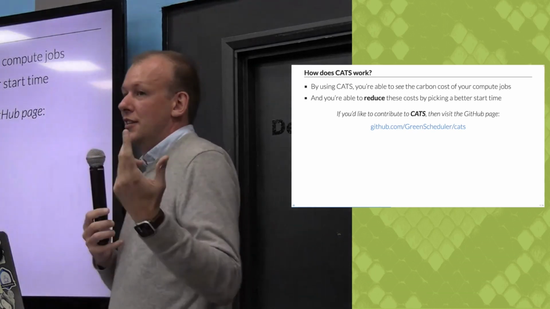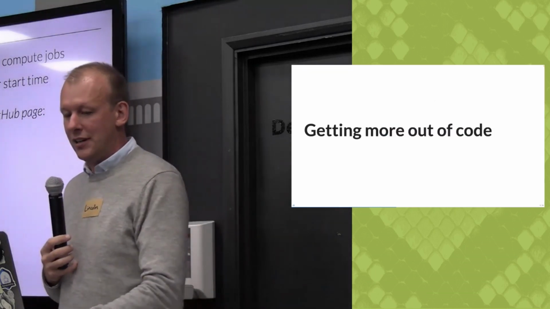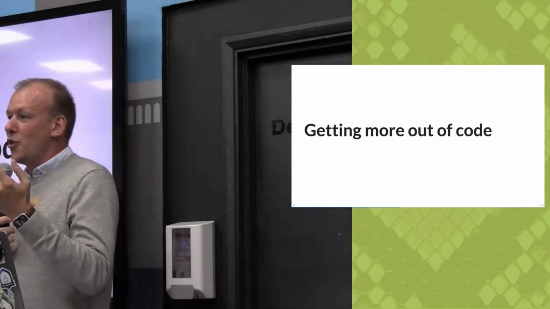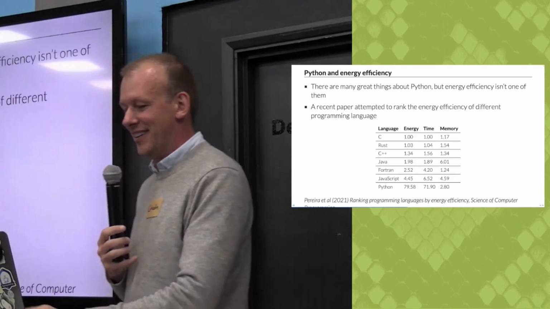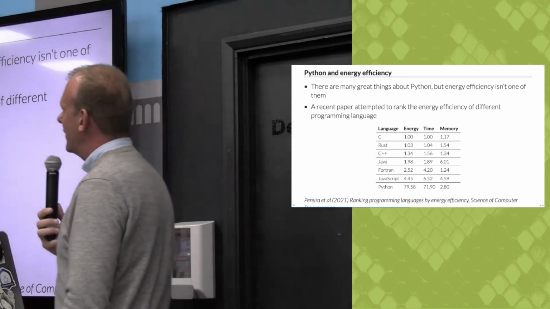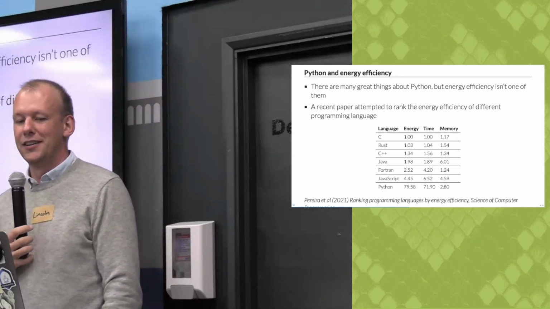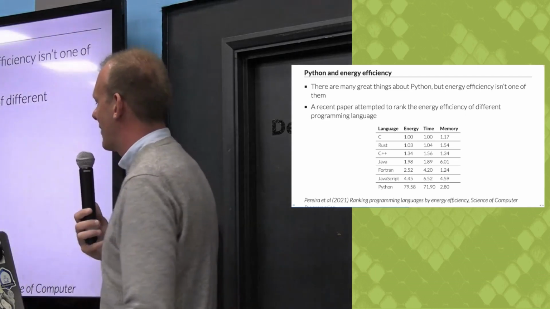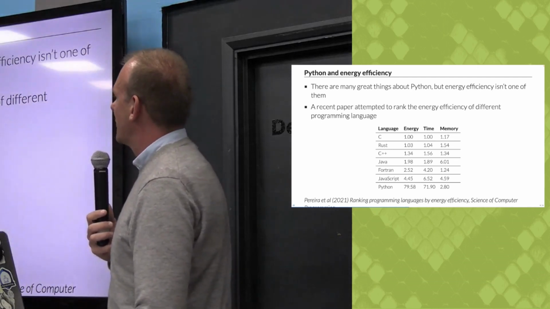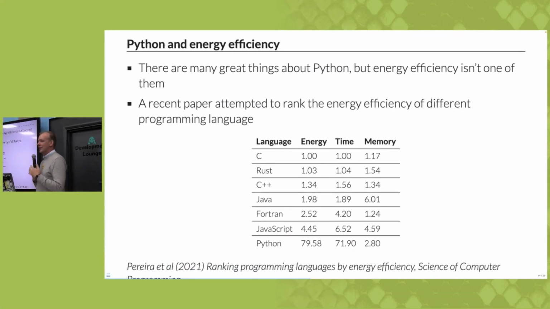Okay, so that's recognizing the true cost. The second thing is getting more out of your code. So this is making engineers cheaper by producing high quality code. So Python is great for a lot of things, but energy efficiency isn't one of them. So this is a recent paper that has ranked the energy efficiency of different programming languages, kind of normalized against C, right? So you have C as one.